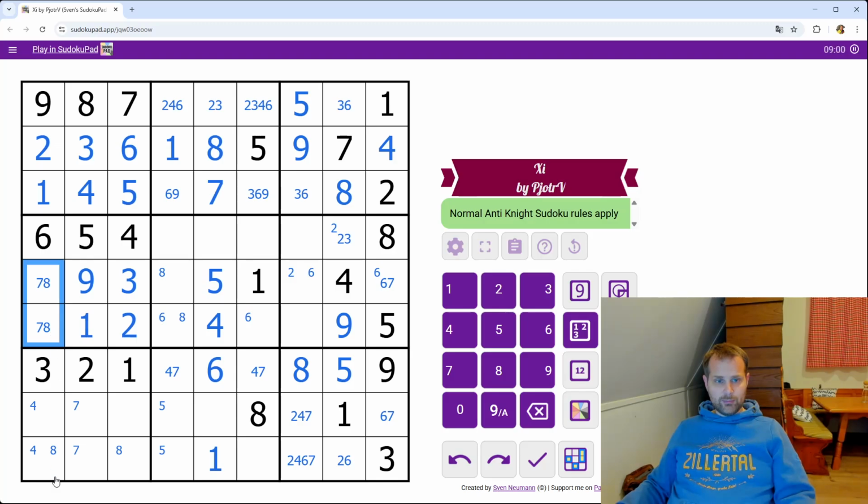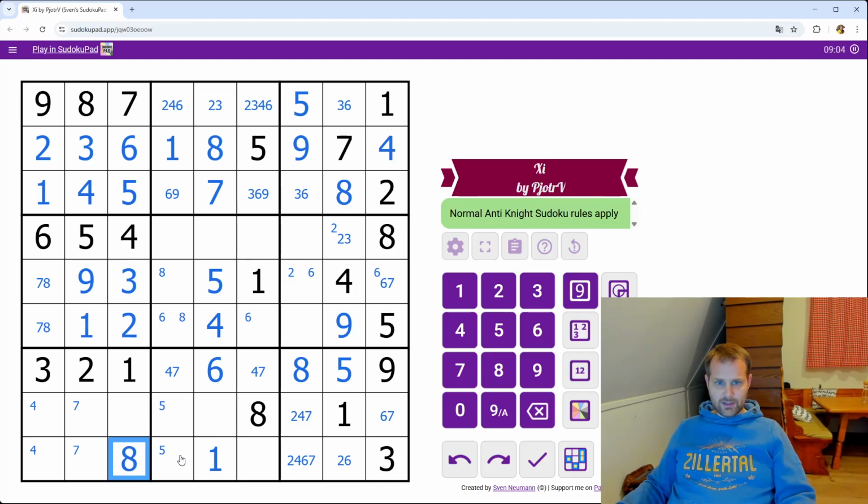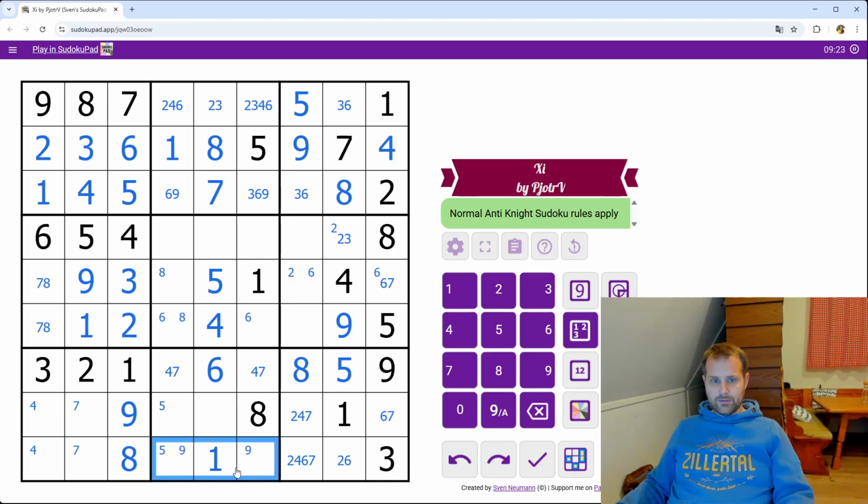This 7, 8 pair looks at this 8, so this can't be 8 anymore, so this is 8. Not that it changes that much, to be honest. But that means that this is now a 9. Also, that doesn't change that much. It says that one of these is a 9. One of these is a 9.